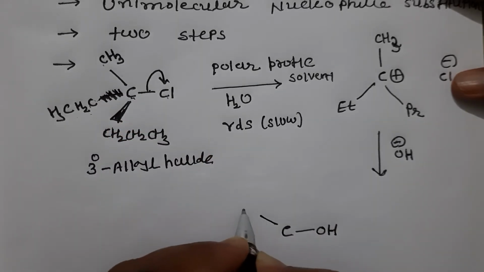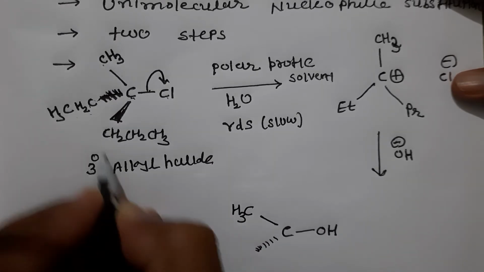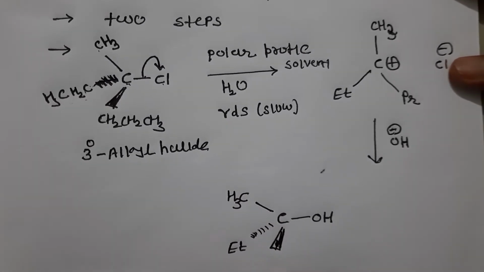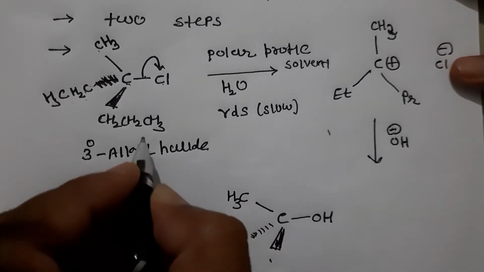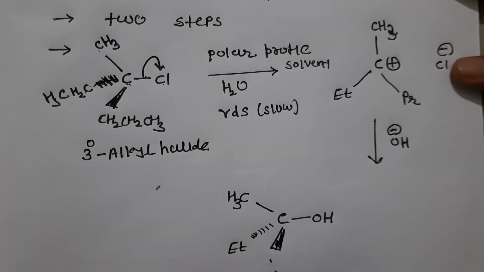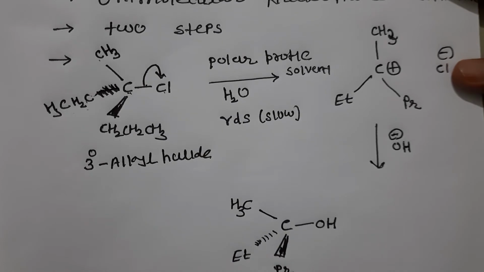Remaining configuration remains unchanged, so we can put CH3 here. Here we put Et, which means ethyl, and the thick line means above the plane of the paper. Here we put Pr, the propyl group. We cannot write CH2CH3, so we just call it Pr. So this is retention, because in this step the nucleophile attacks on the same side, the front side.